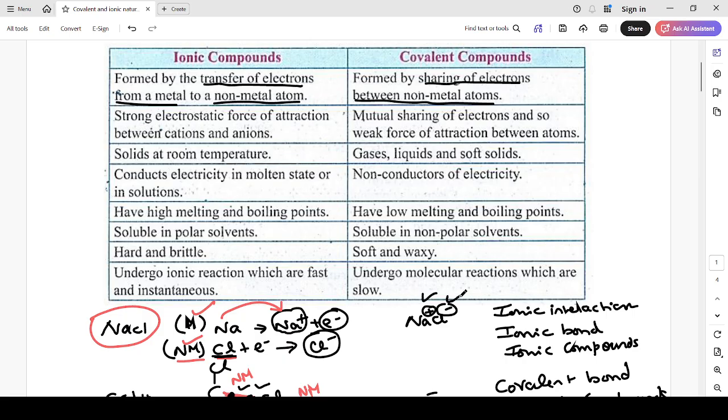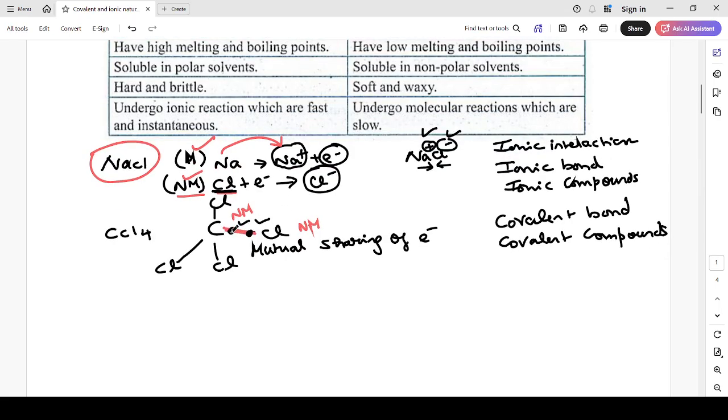Now, as we said, I am writing the charges on them, plus and minus. We know opposite charges love to attract each other. So definitely there will be a strong electrostatic force of attraction between the cations and the anions. They love to come in close contact with each other. Since there is a mutual sharing of electrons, carbon says, see, I gave this electron. Chlorine says, I gave this electron. So both carbon and chlorine are individually providing their electrons there. Because of that, there is no strong interaction between them.